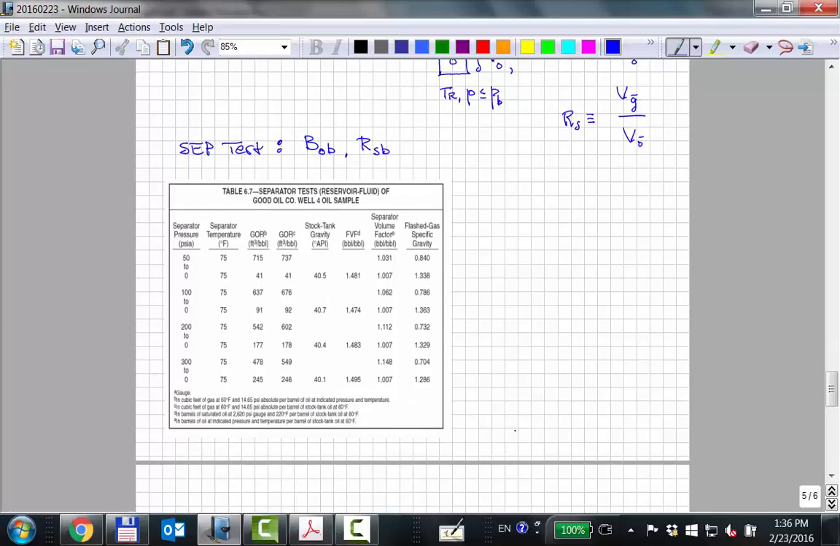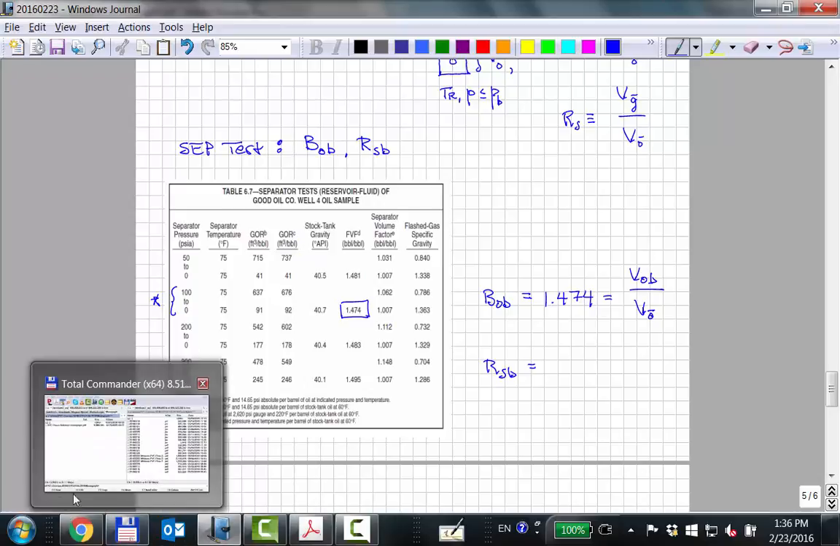Okay, so if we pick this as our optimal separator conditions, then the BOB is this number here. That's the oil volume at the bubble point over that surface oil. And the RSB would be this total gas-oil ratio. There's two gas-oil ratios here, so we have to pick the one that's per stock tank barrel.